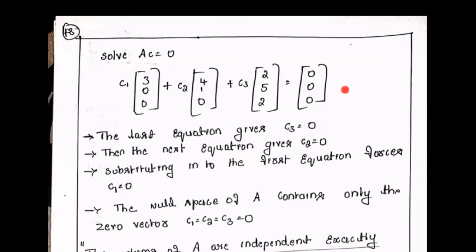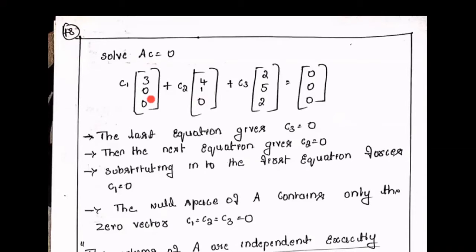From the last equation you can see here, you take the last row, the first two entries are 0. Here you consider C3 multiplied with 2. What you get is 2C3 is equal to 0. Then what you get is C3 is equal to 0. From the last row you got C3 is equal to 0.